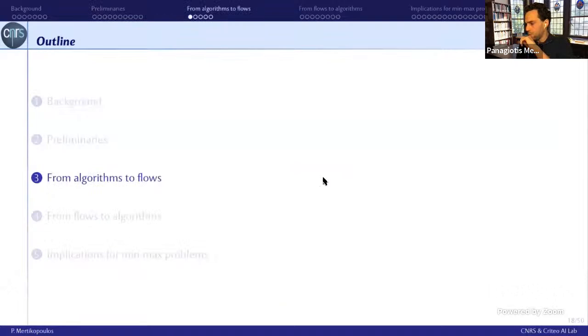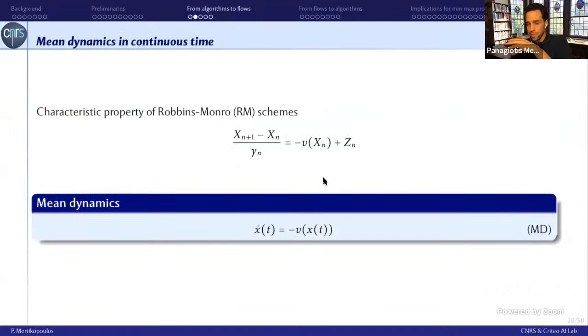So what is the template with which we will analyze this? The important observation and the starting point is that if we isolate the gradient term, all these algorithms can be written as an explicit Euler discretization up to some error. Now, this error would be either zero mean or zero mean plus some bias, depending on the algorithm. But if it is small, then we would like to compare the trajectories of the method to the trajectories of an underlying mean dynamical flow in continuous time.